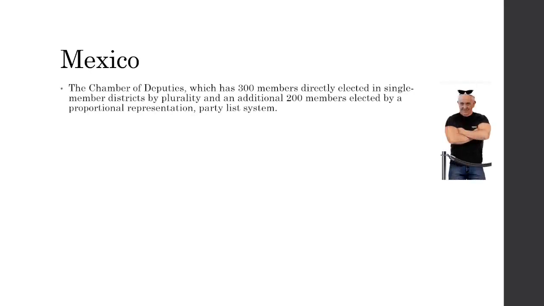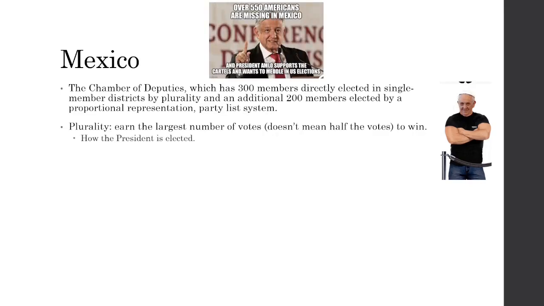Mexico, they have the Chamber of Deputies, which has 300 members that are directly elected in single-member districts by plurality, and an additional 200 members elected by a proportional representation party list system. What is that? So plurality, which goes to the 300 members, is where they earn the largest number of votes. It doesn't mean over half the votes or half the votes are required to win. This is how the president's elected.